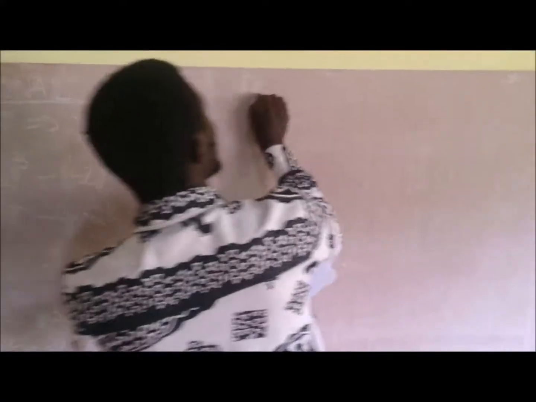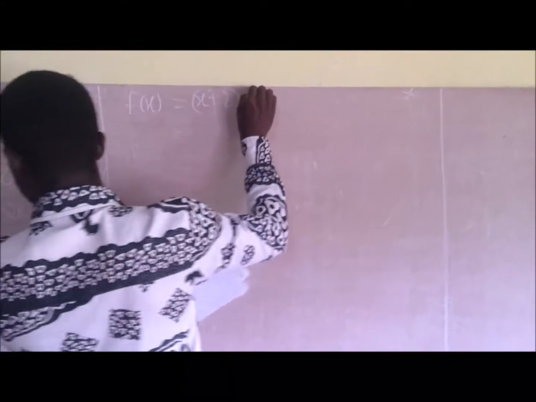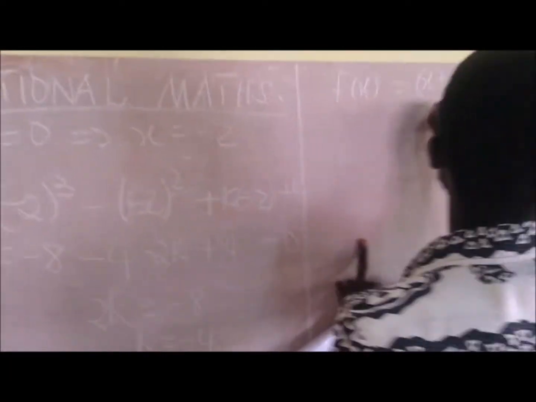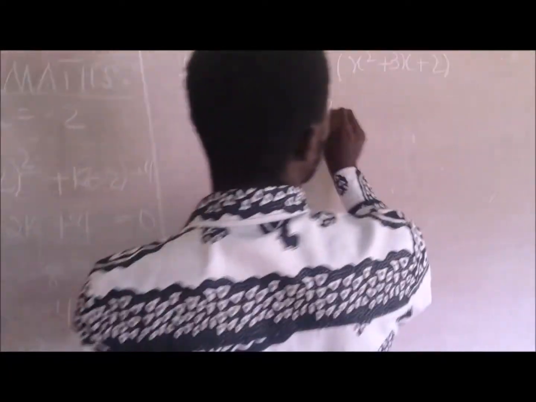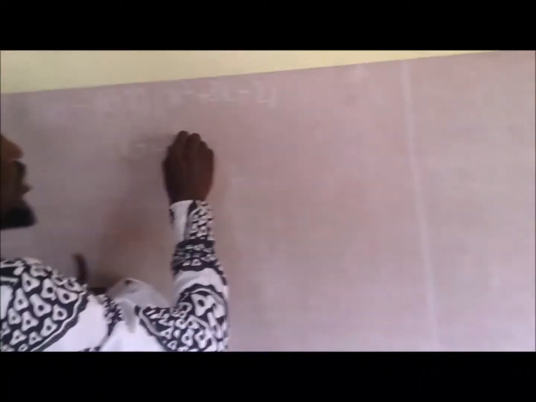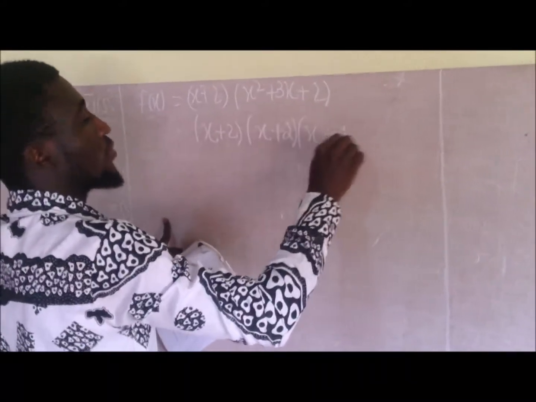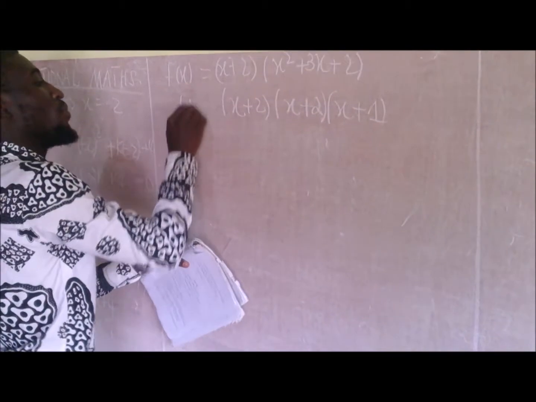Okay. So now to factorize this completely means f of x can be written in the form x plus 2 into x squared plus 3x plus 2. And we factorize that, we're going to end up with x plus 2 into x plus 2 times x plus 1. So factorizing f completely is equal to this.